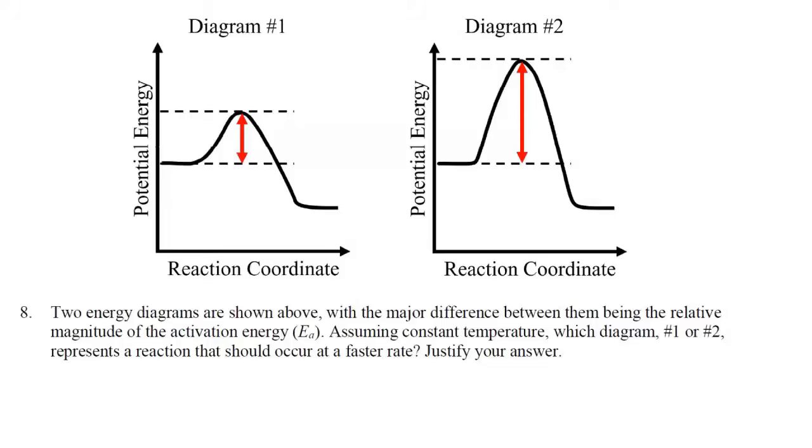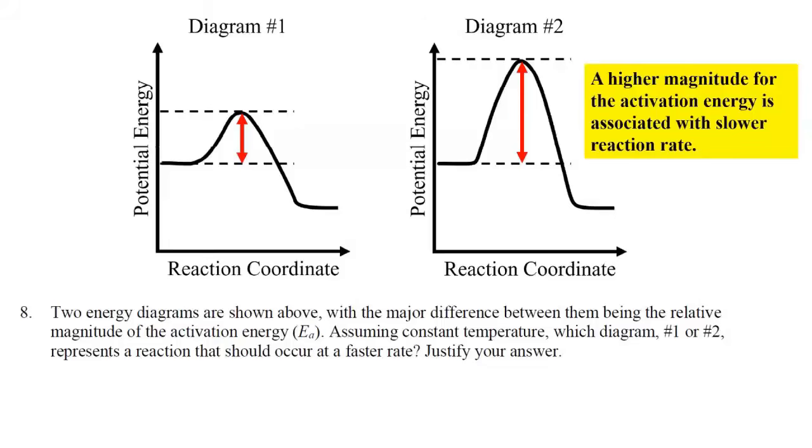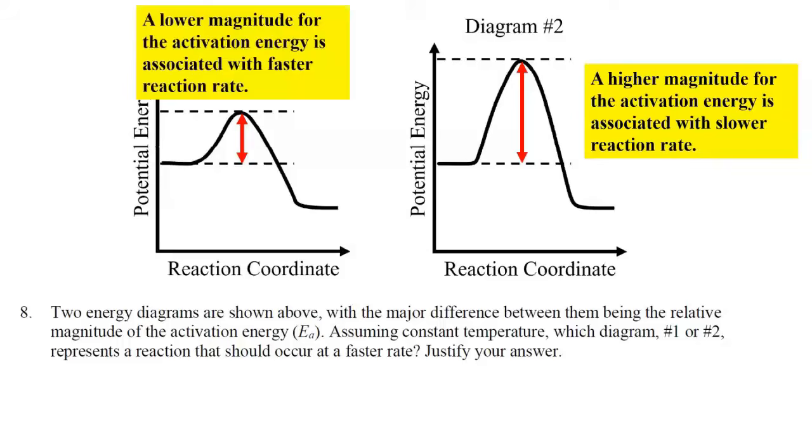And if you're not sure how this difference would affect the rate, let me go ahead and talk about it, and I'll show you that Desmos curve, and hopefully that will help you understand it. So here is the difference between diagram 1 and diagram 2. Diagram 2 shows a higher magnitude for the activation energy. Now, this is associated with a slower reaction rate. So I can flip that and say that for diagram 1, because there is a lower magnitude for the activation energy, that would be associated with a faster reaction rate.